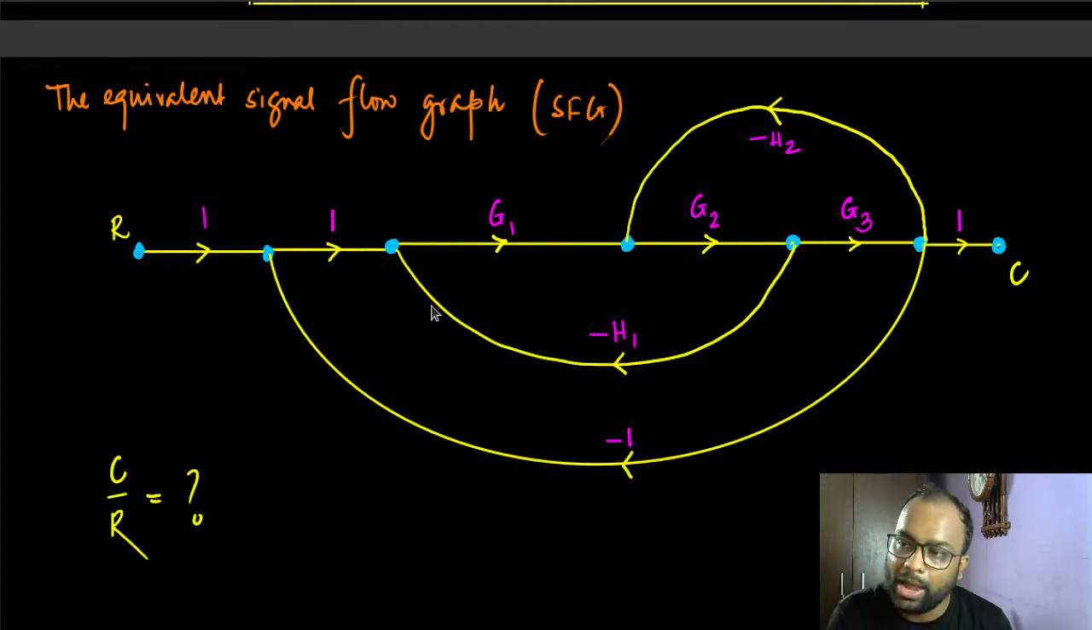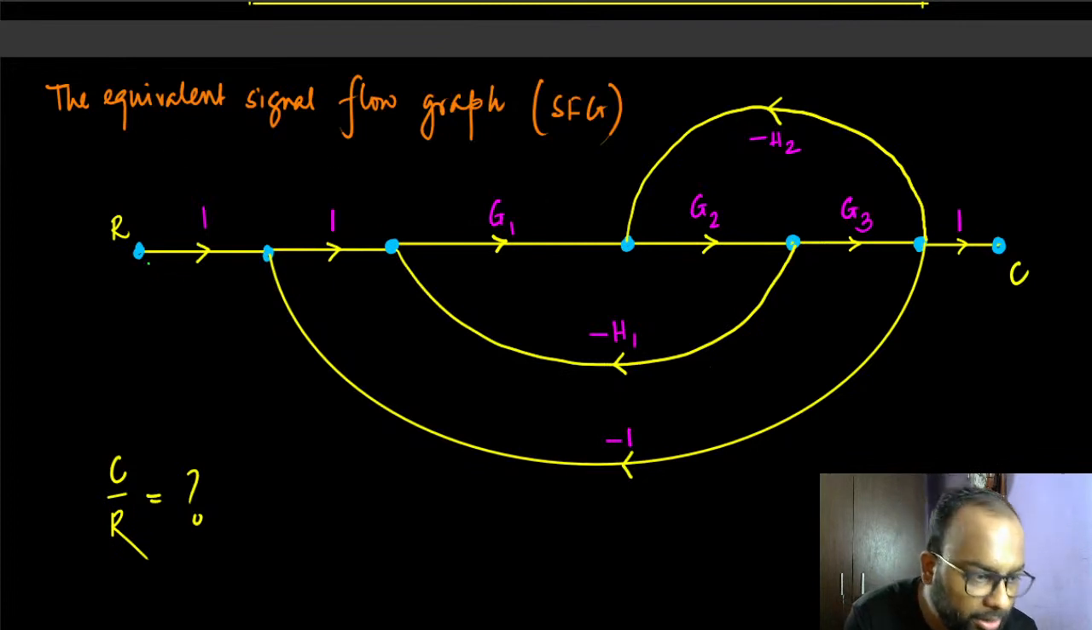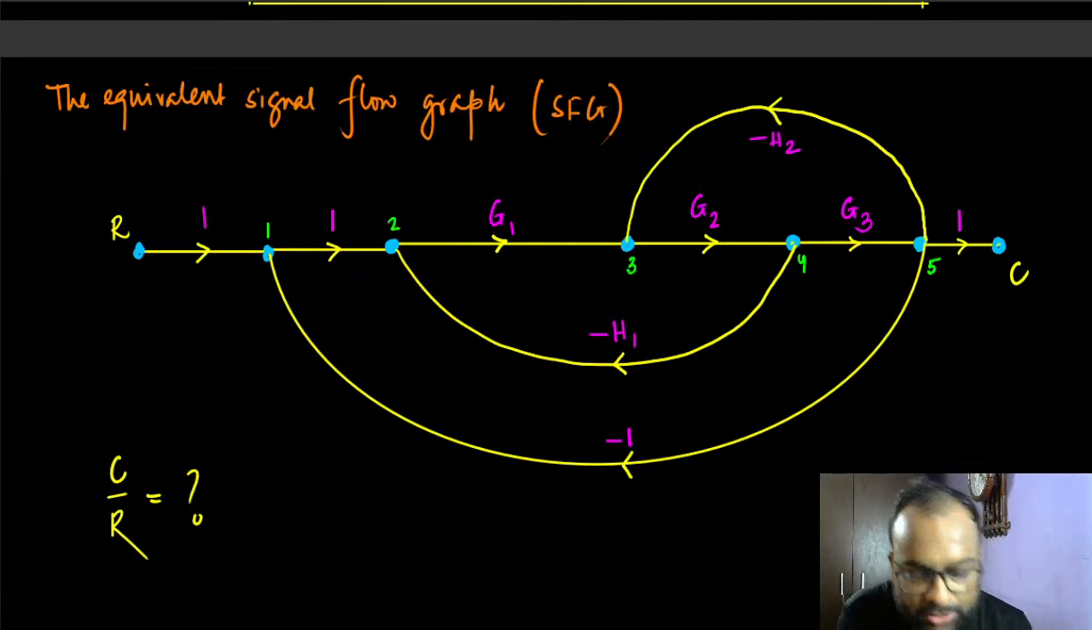Also tell me how many loops there are. Loops are essentially paths where you start from one node and end up coming back to that node. So if I start from here, go through this and come back to this, that's a loop. I will name the nodes. This is node number R, this is node number 1, this is node number 2, this is node number 3, this is node number 4, this is node number 5, and this is node number C.